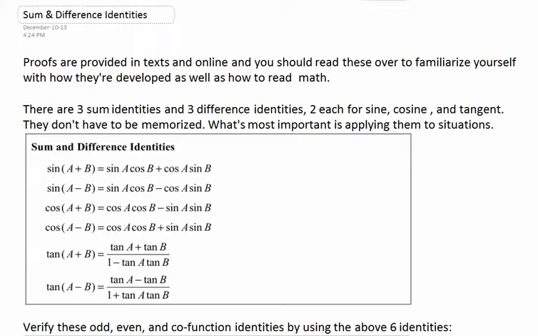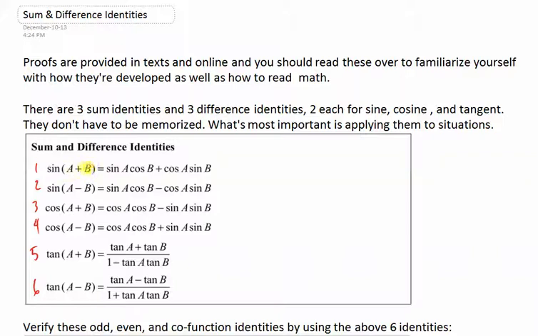Hi, in this lesson I'm going to be discussing and going over examples of trig identities known as sum and difference identities. The proofs of these are provided in textbooks and online, and I'd encourage you to look at them and read over the proofs to see how they come about. There's a geometric argument used, and they arrive at 6 different identities, 2 of them each for sine, cosine, and tangent. And if you notice, the a plus b is a reference to angles.